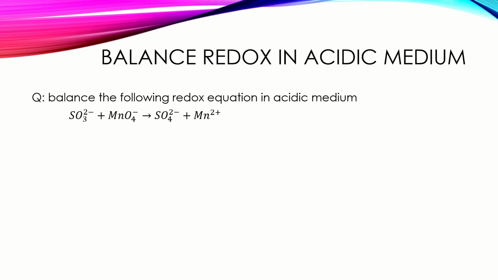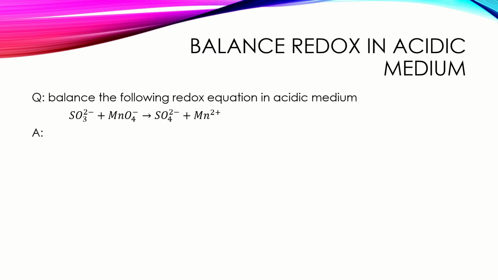Here's the equation that we are going to balance. SO3 2- reacts with MnO4- to produce SO4 2- and manganese 2+. Now, balancing a redox equation is a little bit more challenging than balancing a regular chemical equation, because in a redox equation we have to balance not only the individual atoms but also the charges. So here is a step-by-step method we use to guide us through the process.